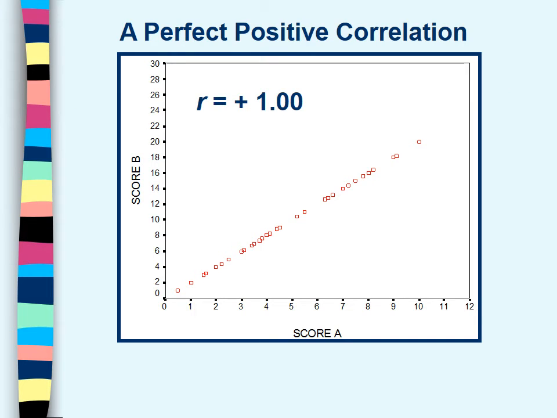Even though you likely will not see this, this is considered a perfect positive correlation, with score A on the x-axis and score B on the y-axis. Your Pearson's R equals +1, because as the scores go up on A, the scores go up on B, and they consistently lean to the right from that left hand 0 all the way up, diagonally across the board. They are leaning to the right.